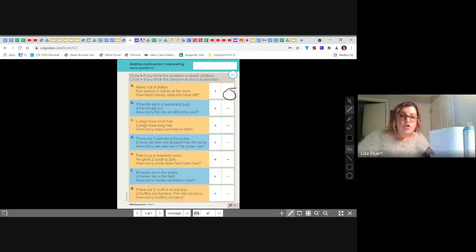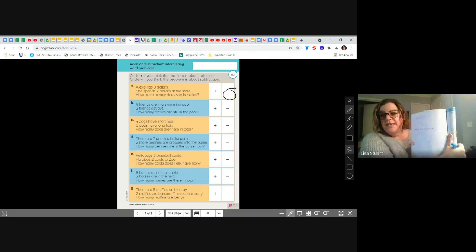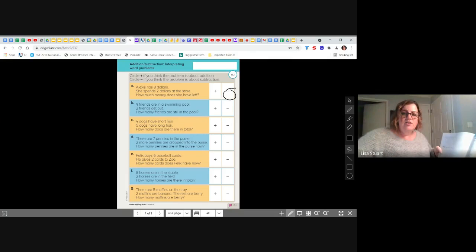Now let's go back. It says 2 friends got out of the water. I'm going to cross out 2. And now let's see how many are left. 1, 2, 3, 4, 5, 6, 7. There are 7 people left in the swimming pool. I started with 9. I took away 2. They got out of the water, and we were left with 7. And if I'm reading this like an equation, it sounds like 9 minus 2 equals 7. So I'm going to circle the subtraction sign again.